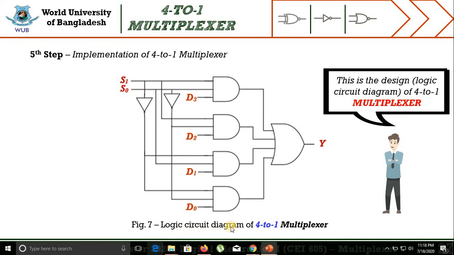This figure represents the logic circuit diagram of the 4 to 1 multiplexer, and we have already mentioned in the previous slide that we have 7 gates: 4 AND gates with 3 inputs, 2 NOT gates, and 1 OR gate with 4 inputs. So this completes the design process for the 4 to 1 multiplexer. So let's move into the next slide.